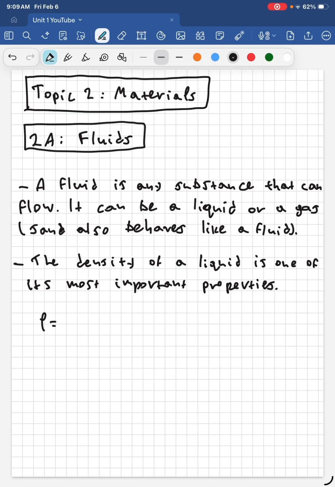Density is written with the Greek letter rho. So mass over volume. So it's measured in kilograms per cubic meters. And just to give you an idea, internally we now know, I mean, they didn't know this back in the era of Archimedes, for example.